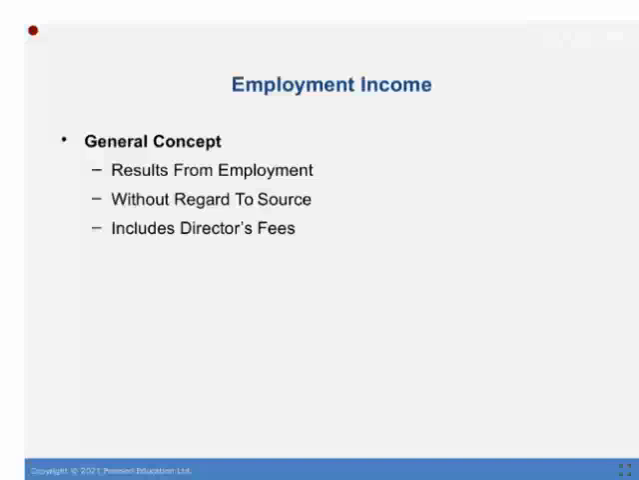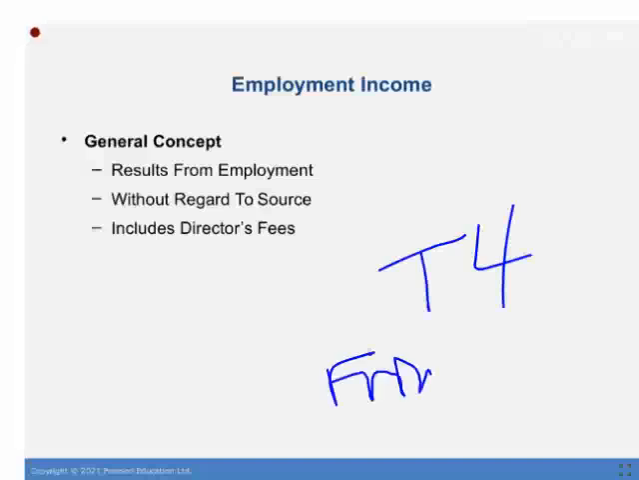So it's pretty straightforward. I think this is probably, generally speaking, one of the easiest to identify, because normally you're going to have a T4 slip, right? The complication with employment income is that there could be other, maybe let's say fringe benefits, right? Extra things your employer gives you that may or may not show up on the T4.